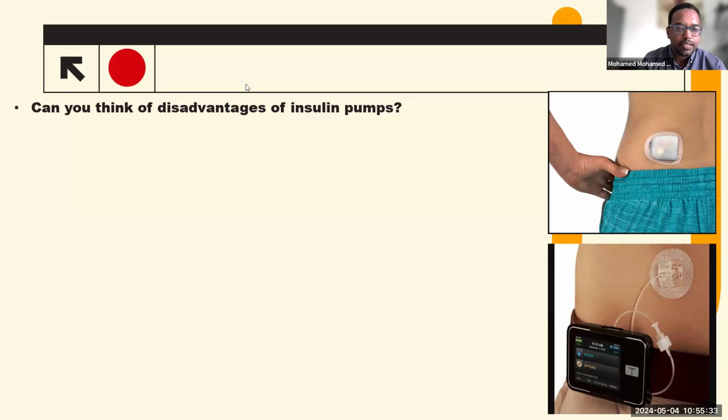Yeah, pump failure, technical issues, no long-acting insulin, very well said. Not all families like them, and it can be disconnected. So yeah, you're absolutely right. Is there a fail-safe measure to check in case of intentional drug overdose? Very nice question, Adele. I'll come to that.